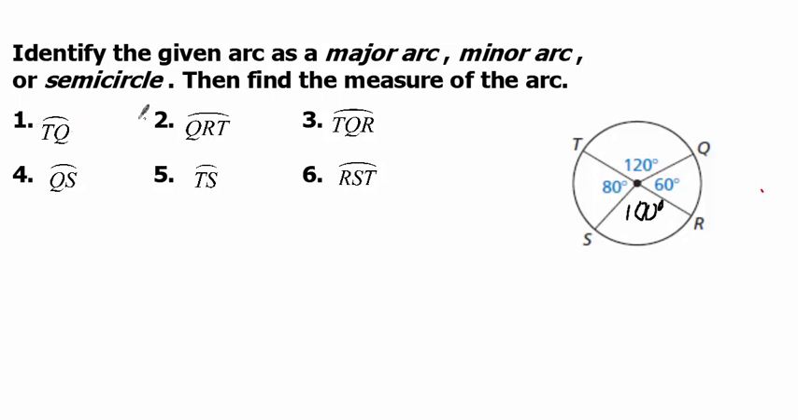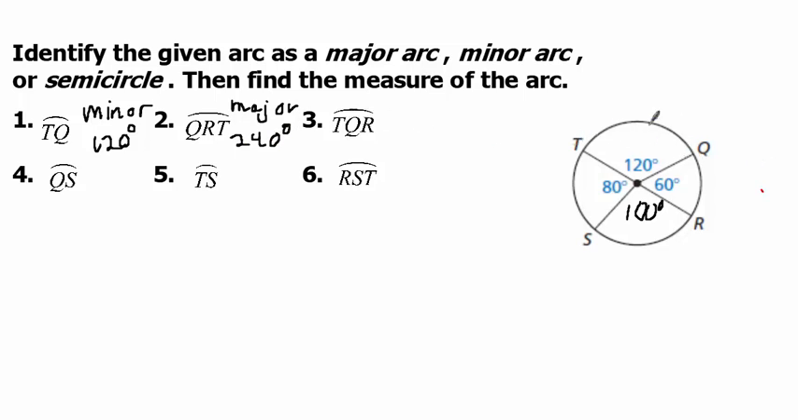TQ, well, I'm going the short way, so this is a minor arc. And that minor arc is 120 degrees. But if I go QRT, now I have to go the other way. So that one is going to be a major arc. And the easiest way to get there is 360 minus 120, so that's 240 degrees.